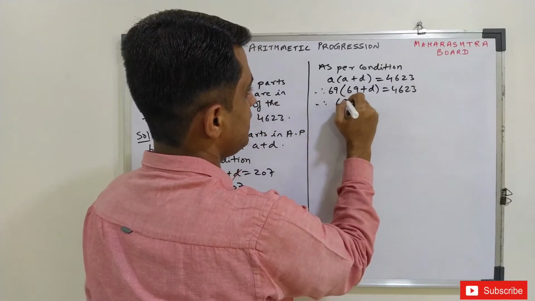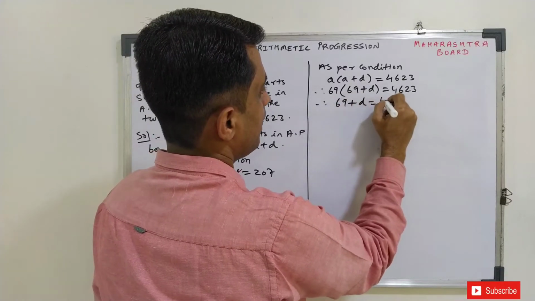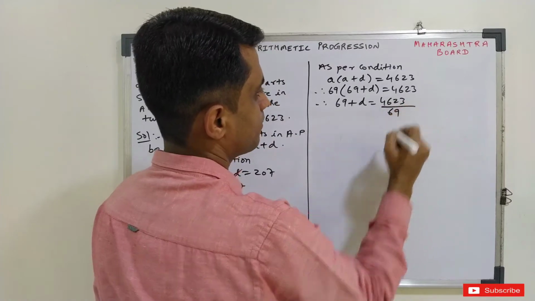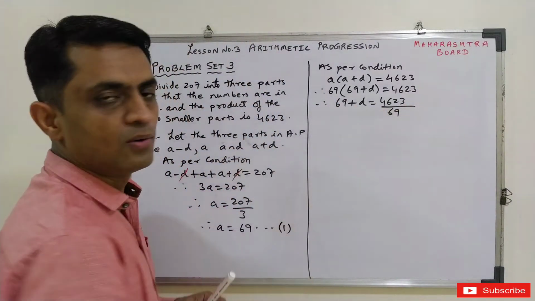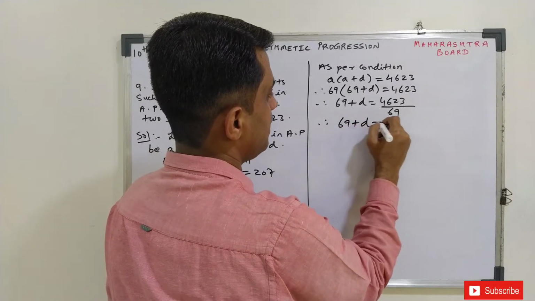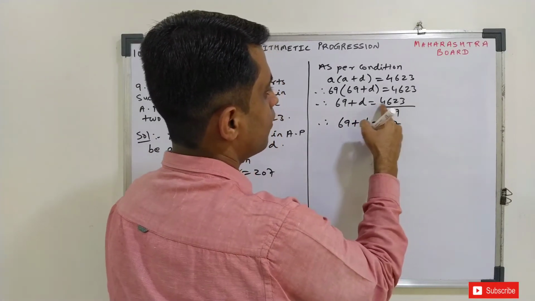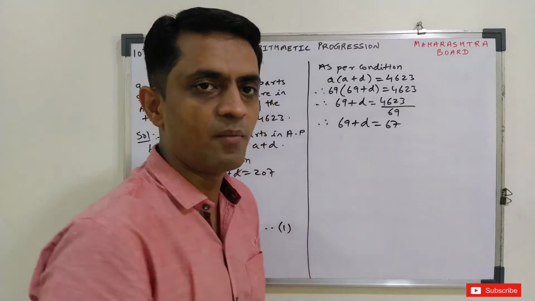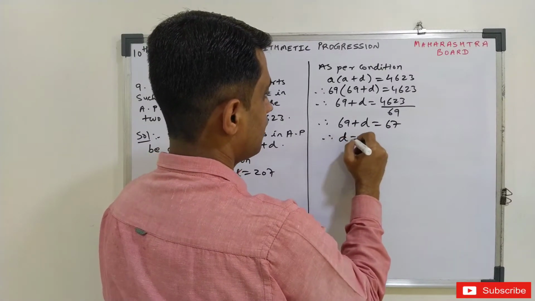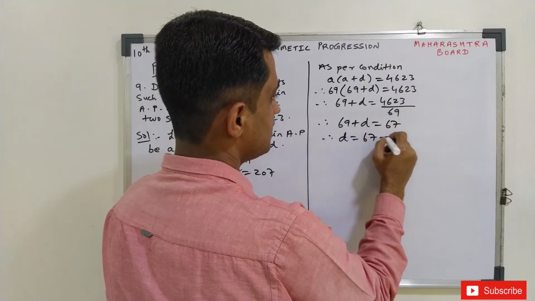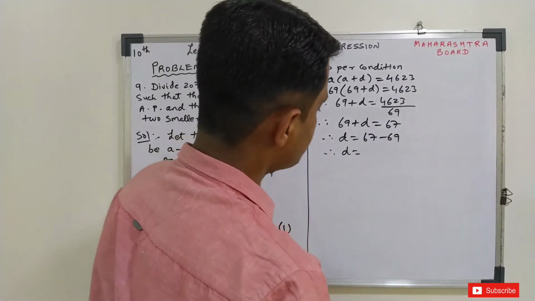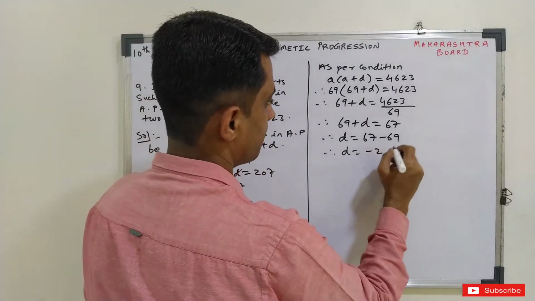So we get 69 plus D and 4623. We will divide by 69. This has come down. So what will we get? 69 plus D is equal to 67. 4623 divided by 69 is how much? 67. Now, D is equal to 67 minus 69. So we get D is equal to minus 2.